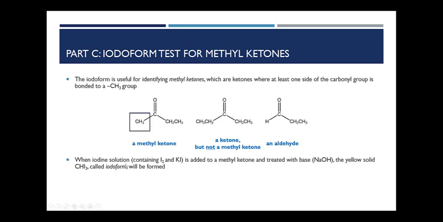If we take an iodine test solution, which contains iodine, I2, and potassium iodide, KI, and we add it to a methyl ketone, and then make the solution basic by adding sodium hydroxide, we will get a yellow solid called iodoform, CHI3, if it is in fact a methyl ketone that we're adding. If we're adding almost any aldehyde and most ketones which are not methyl ketones, then we would not expect to see that yellow solid. So methyl ketones will give you a yellow solid, iodoform, under these conditions.